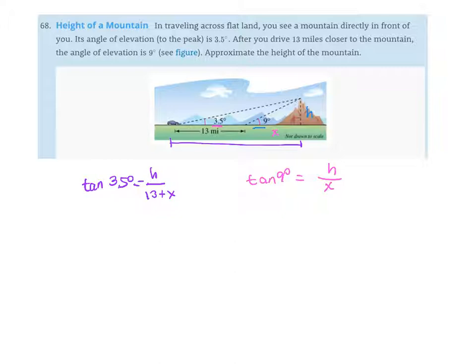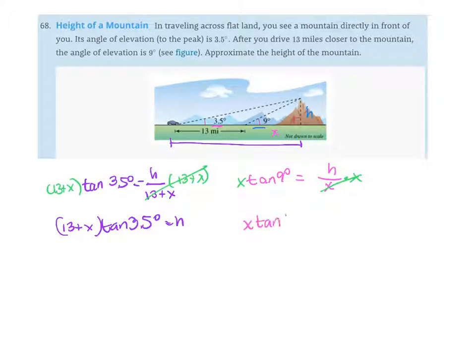So what we want to do is isolate our h, so multiply by x to both sides. In this one, we're going to multiply 13 plus x here. So now on this left side, we have 13 plus x times tangent of 3.5 degrees equals h. And then on the right side, we have x tangent of 9 degrees equals h. The important thing to note is that h is the same. So therefore, now we can set these equations equal to each other. 13 plus x times tangent of 3.5 degrees equals x tangent of 9 degrees.